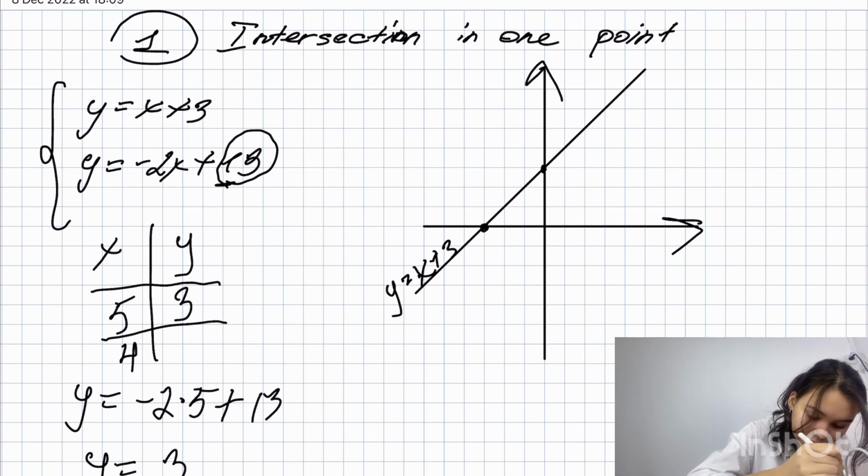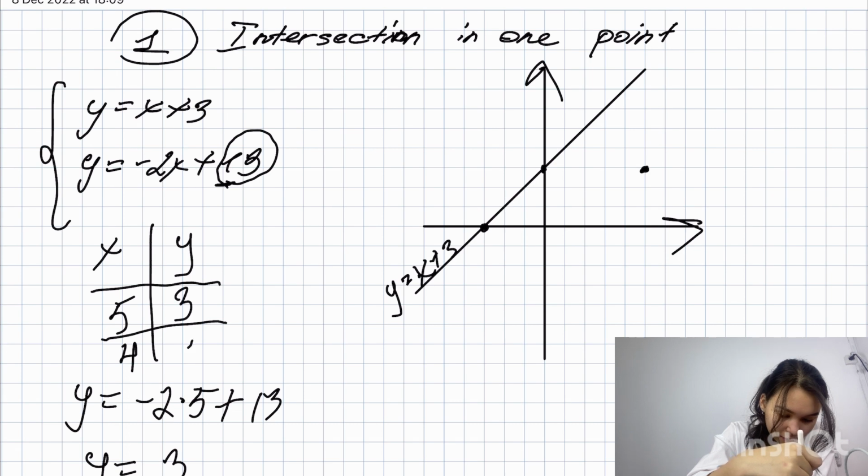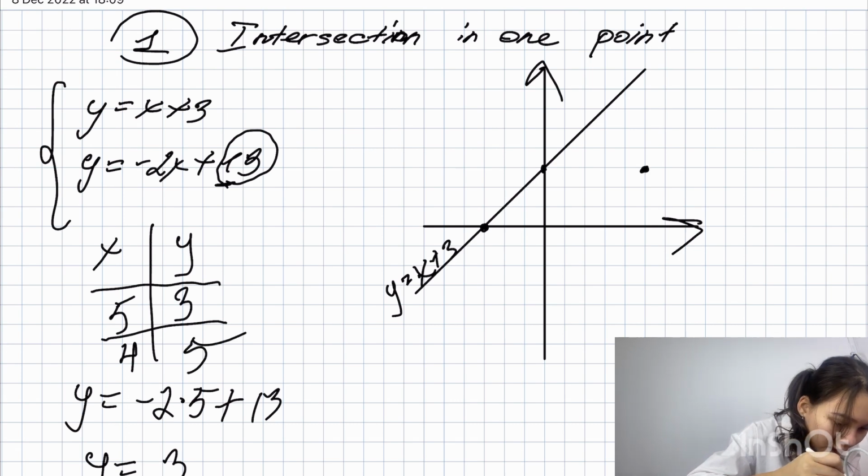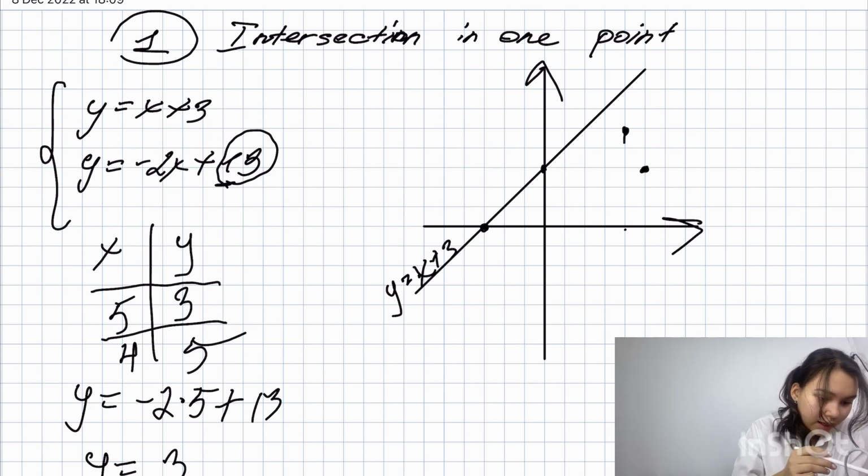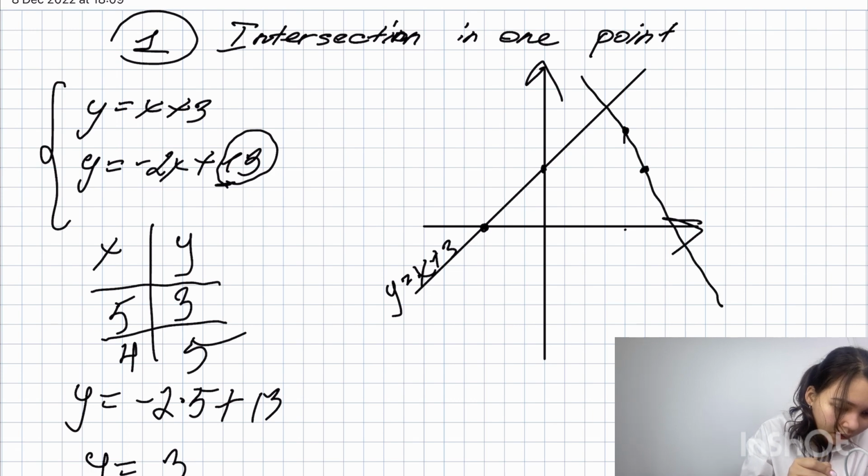So y is equal to 3 and x is equal to 5. The point is in here. And x is equal to 4 and y is equal to 5. The point is here. So we may draw it like this.